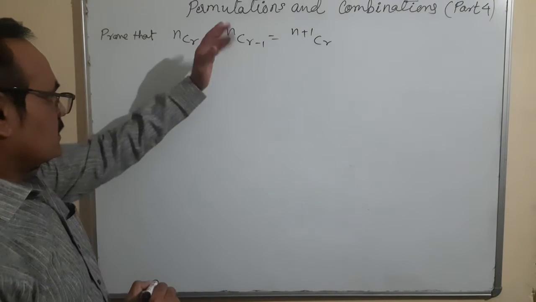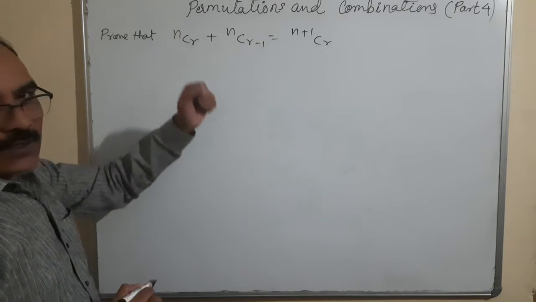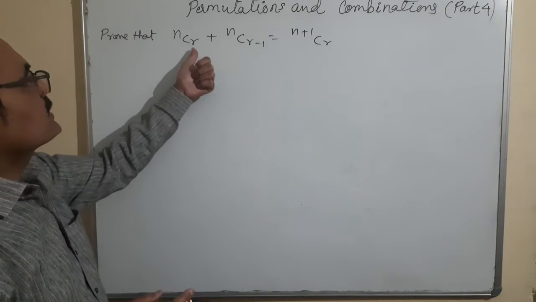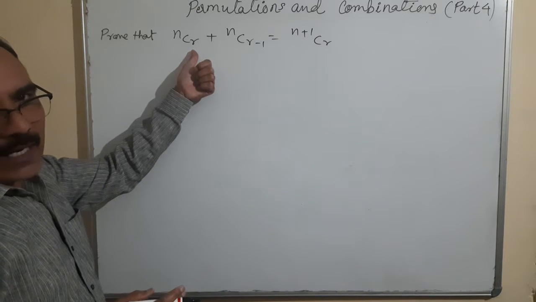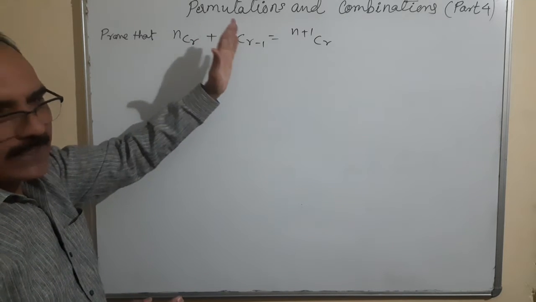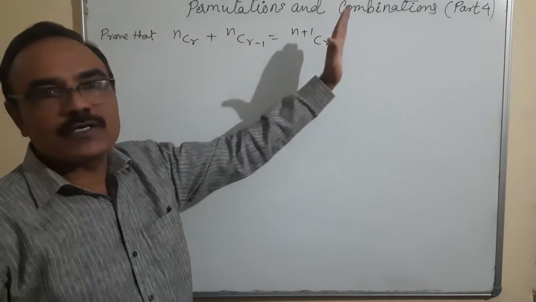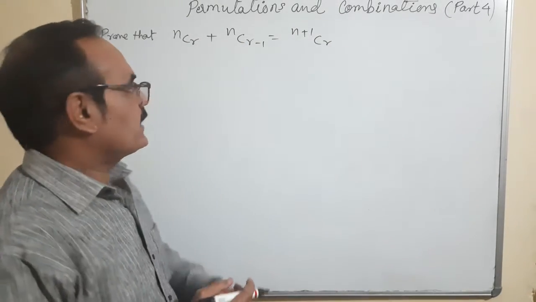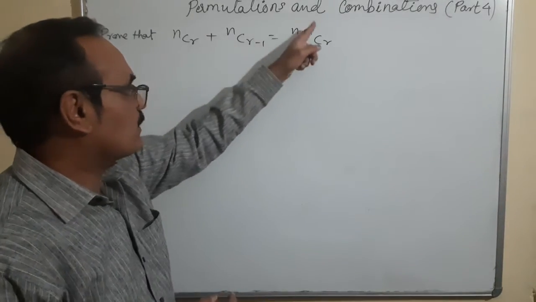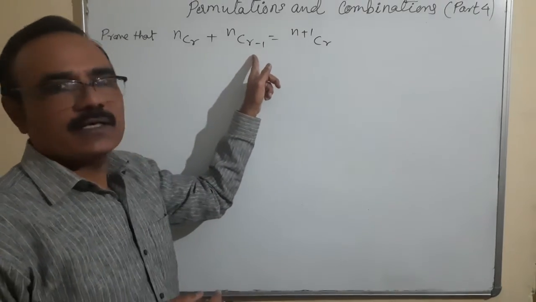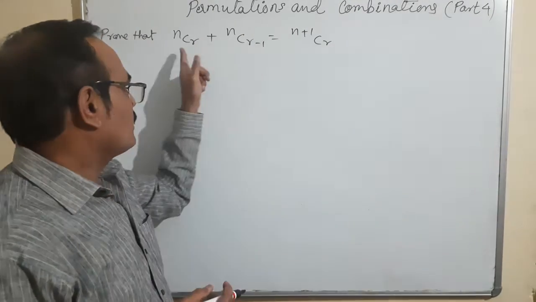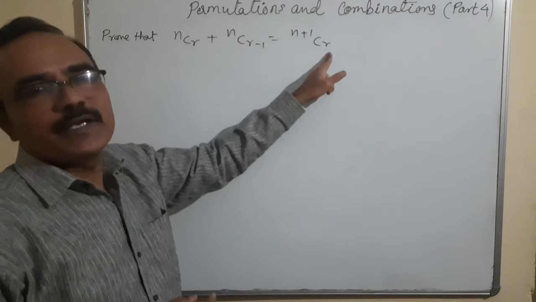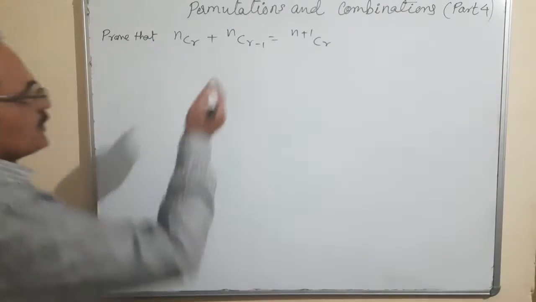That means if these objects are same, and the selection is first r, second is r minus 1, that means less than 1, and this process goes on continuously. So a direct result we can put: here it is n plus 1, and in this series the maximum term out of all these is to be written here. So it would be very useful.